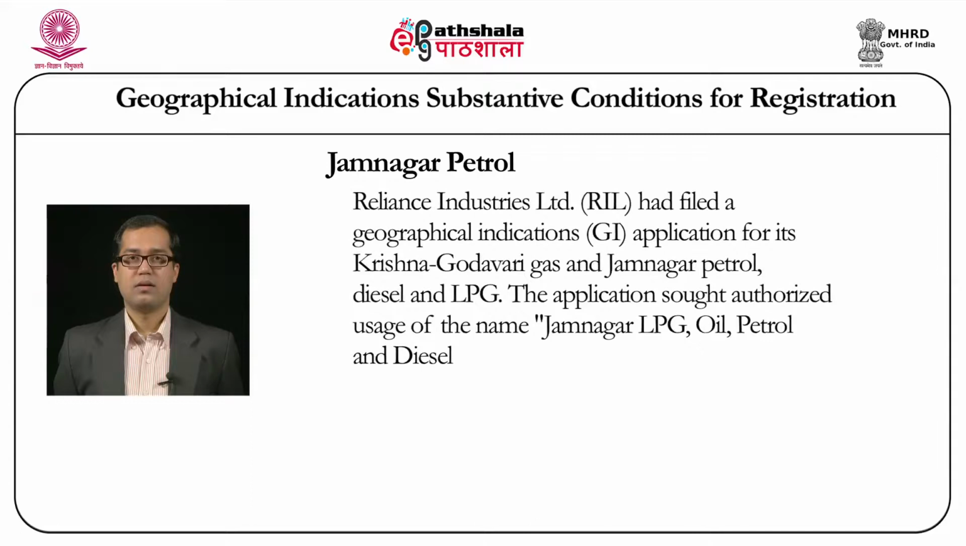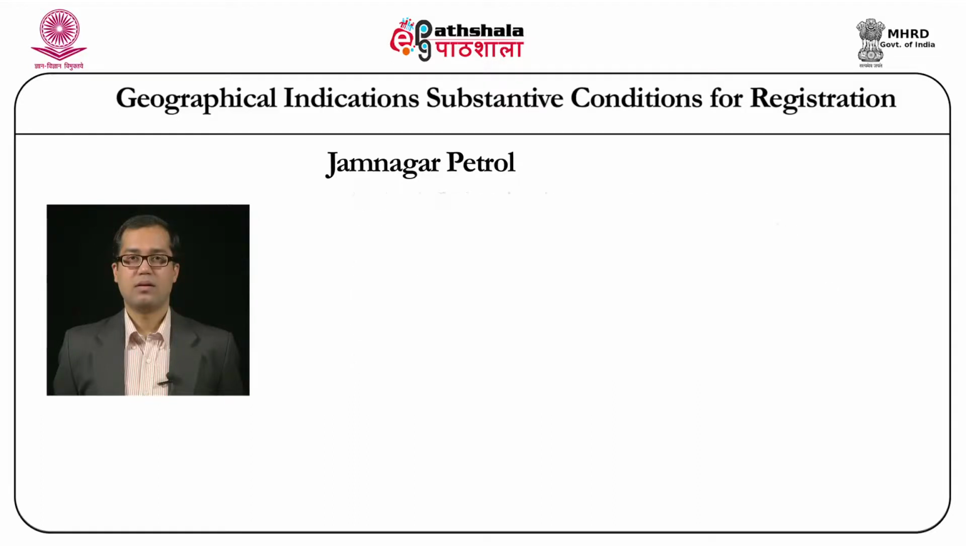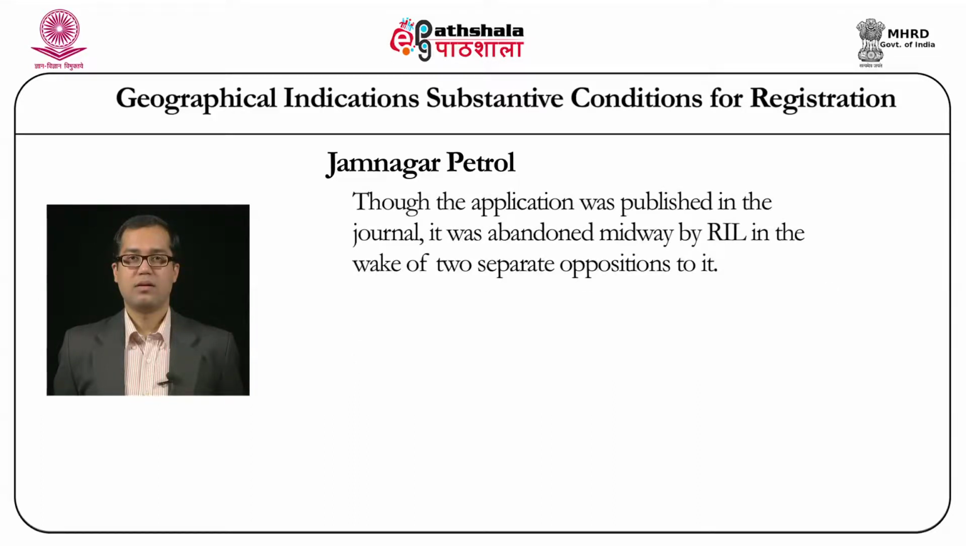Jamnagar Petrol. Reliance Industries Limited had filed a GI application for its Krishna Godavari gas and Jamnagar petrol, diesel and LPG. The application sought authorized usage of the name Jamnagar LPG, oil, petrol and diesel. Though the application was later abandoned by Reliance, the specification and the rationale behind its acceptance are worth wondering at.